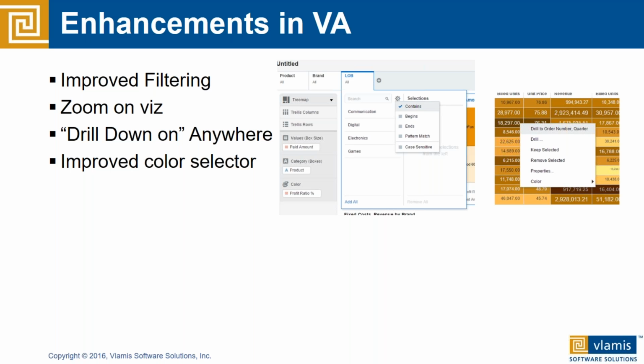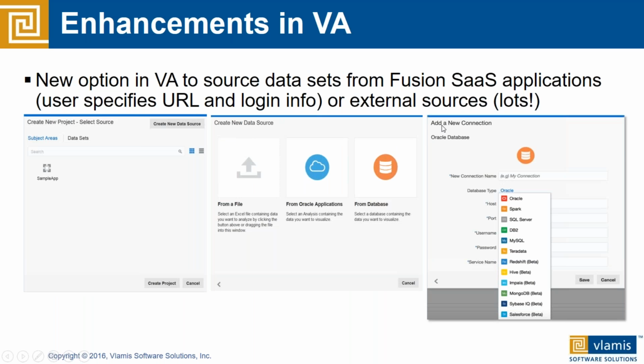So let me go ahead and continue on and show some of the other stuff. That's really just some little enhancements in the visualizations. One of the things also is a new option to source data from Fusion Software as a Service applications, and you can specify a URL in the login information, or you can go for external sources on this as well and pull from external sources. The list actually is quite extensive, and from what I understand, from things I've seen, is going to become even more extensive.